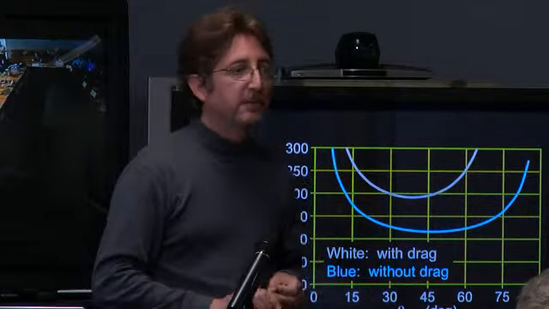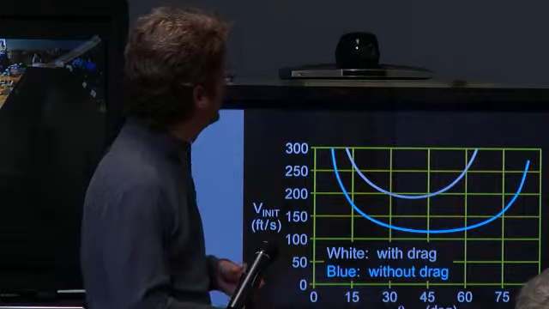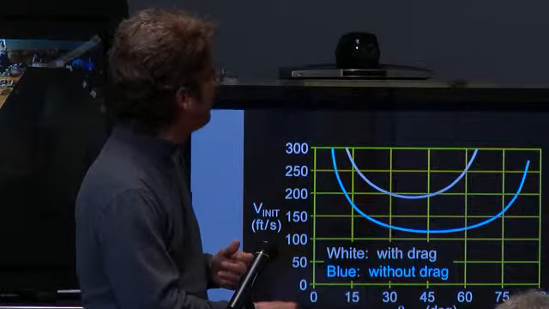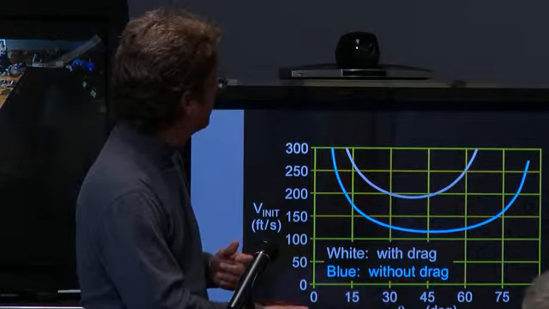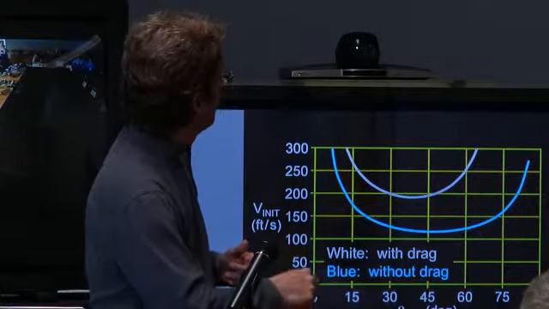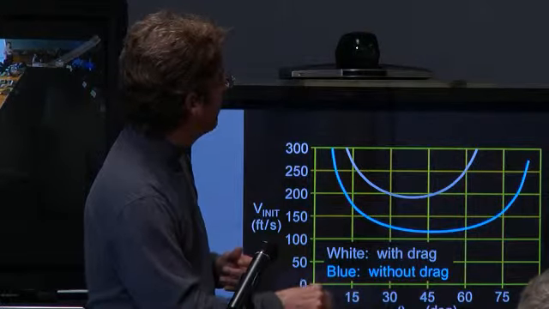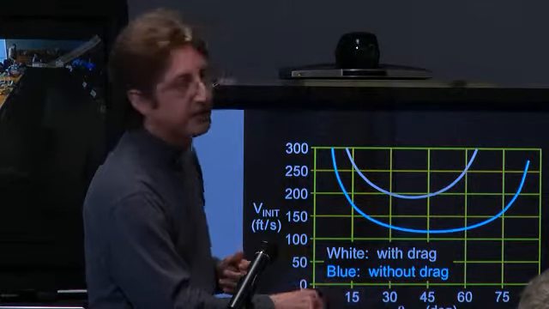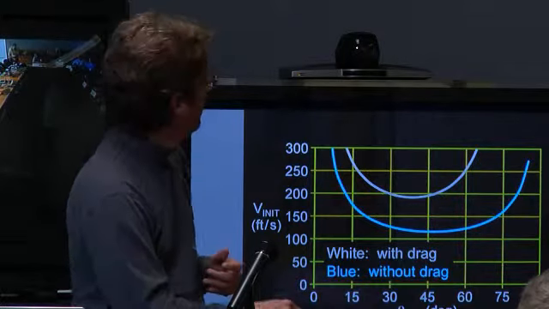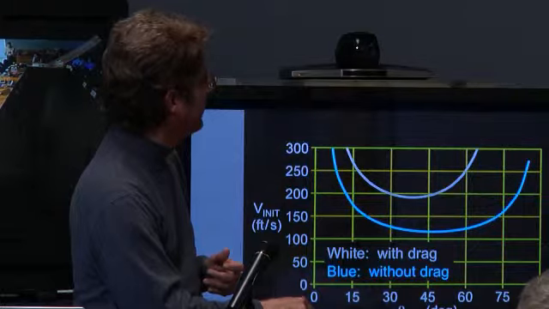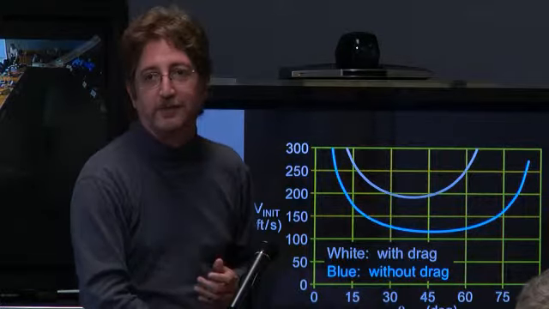Another way of looking at my response is this way. So again, here white is the ball with drag, and what I show here is, for any given angle, what is the initial velocity. So again, notice that for 45 degrees, I need about 196 feet per second. But if I assume that there's no drag, at 45 degrees, I only need about 110 feet per second.